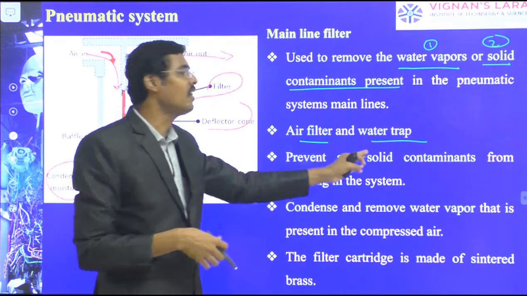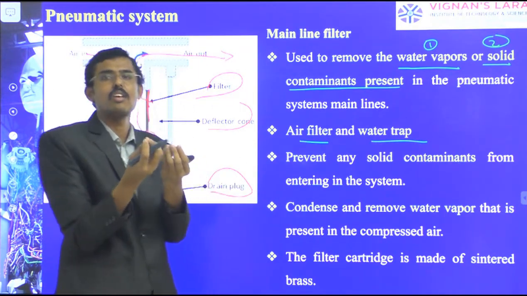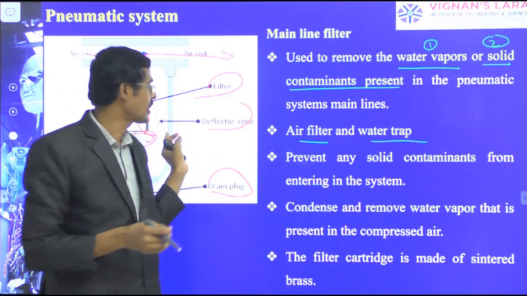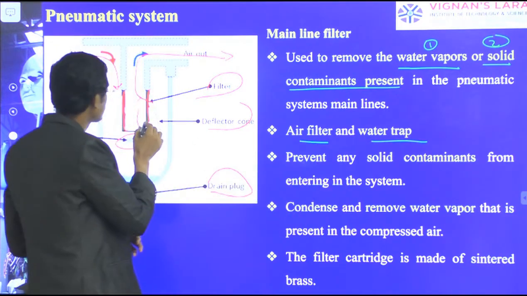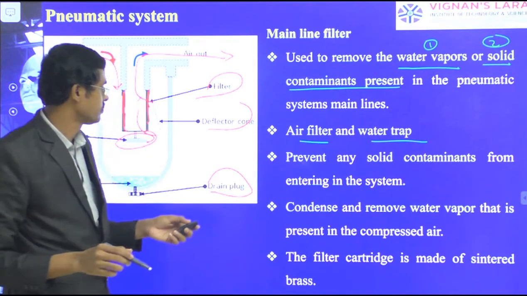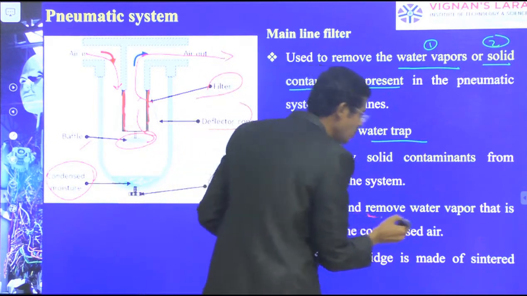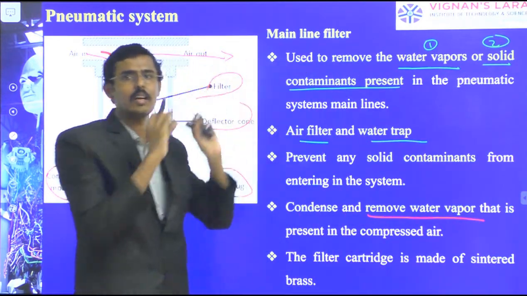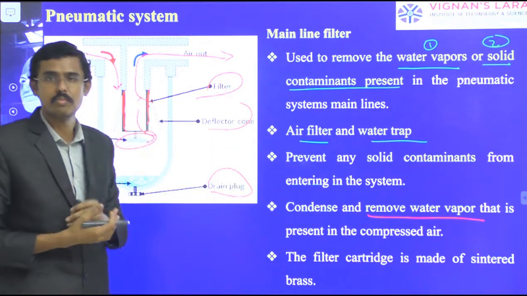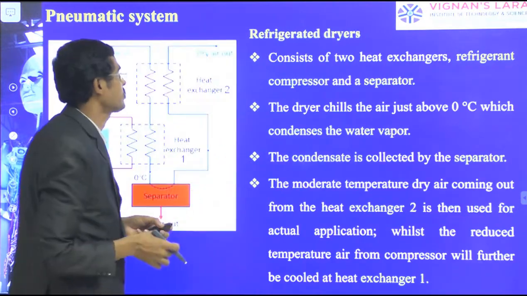So it prevents solid contamination. If any dust particles or solid obstacles are there, they can be obstructed by these filters and buffers. It condenses and removes the water vapors. The dry air is coming out now, from the filter. Then if required, we can add the lubrication.